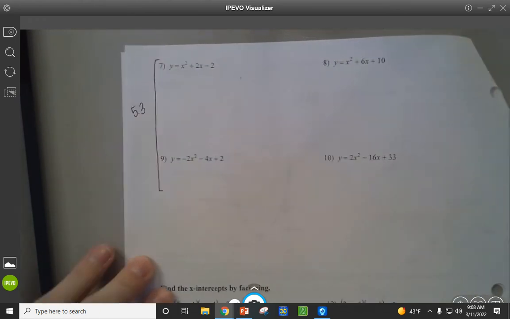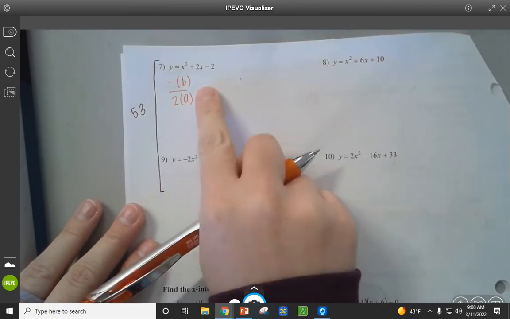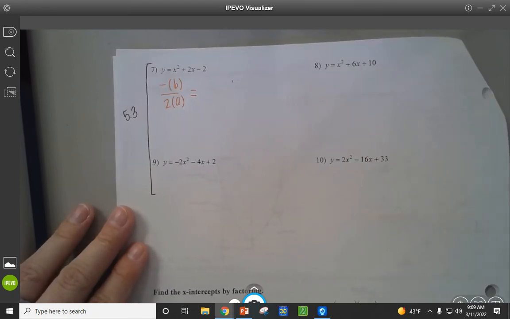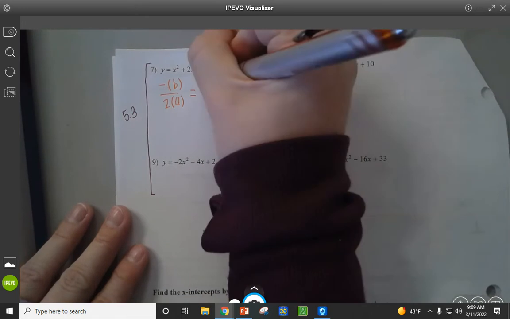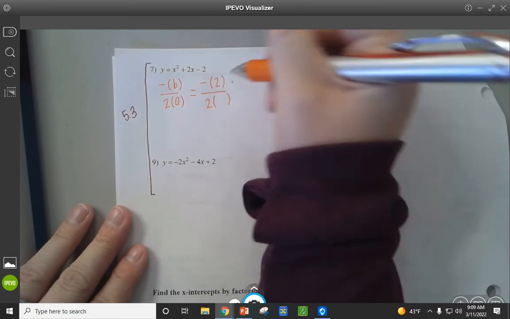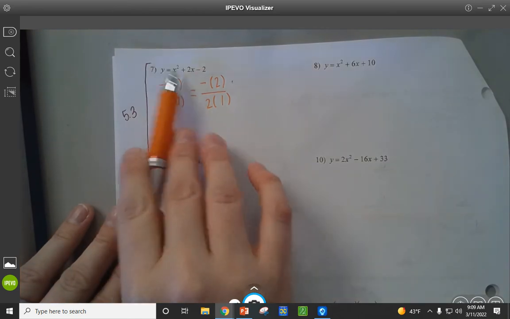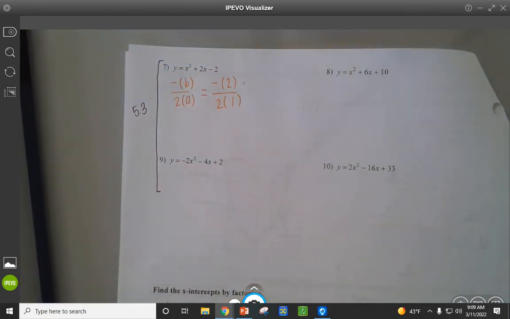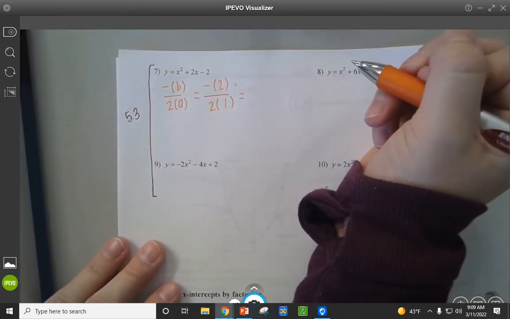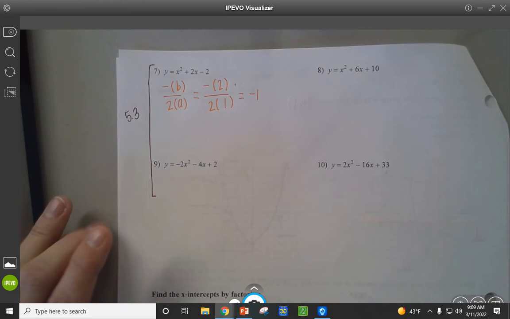So on these, this is where we do negative b over 2a to get the x value of the vertex, and then you plug that back in to get the y value of the vertex. So what is my b value? 2. And then 2 times, what's my a? 1. So there's your b. Your a is the number in front. Now your a, b, and c are just the numbers. Don't put an x or an x squared with them. And what do we get? Negative 1. That's only the x value of the vertex.